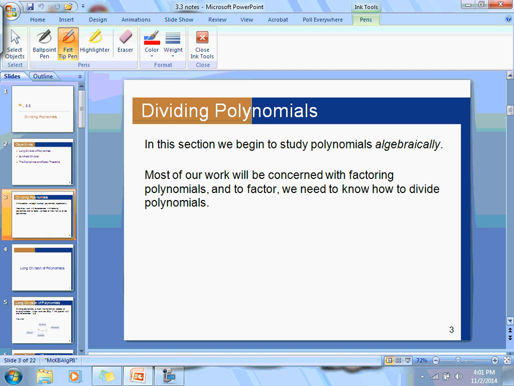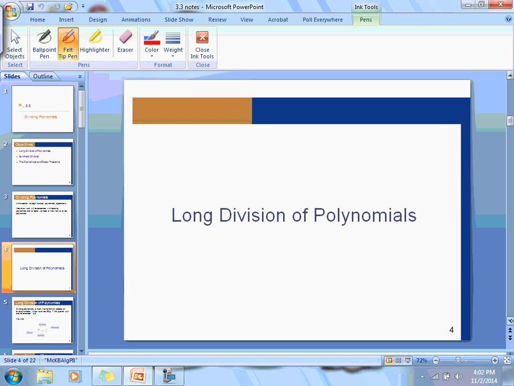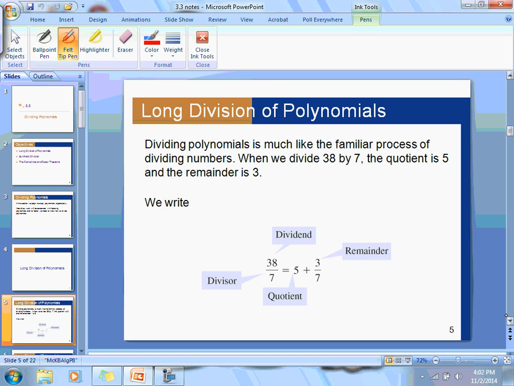So in this section we're going to study polynomials algebraically, and a lot of our work in higher level math has to deal with factoring polynomials, and in order to factor them we have to know how to divide polynomials. So we're going to talk about dividing polynomials.